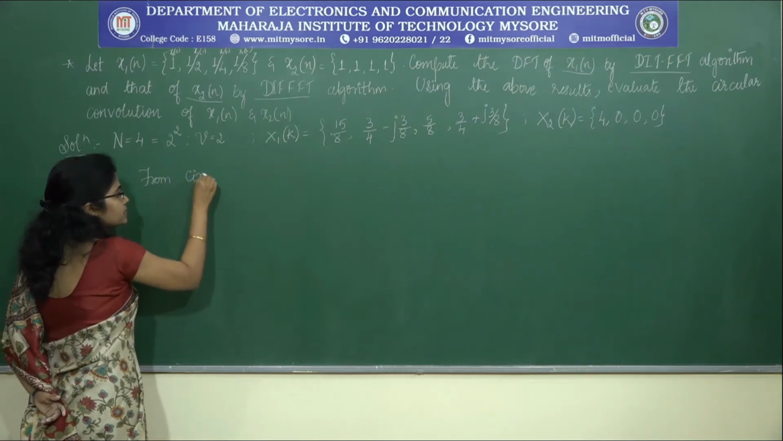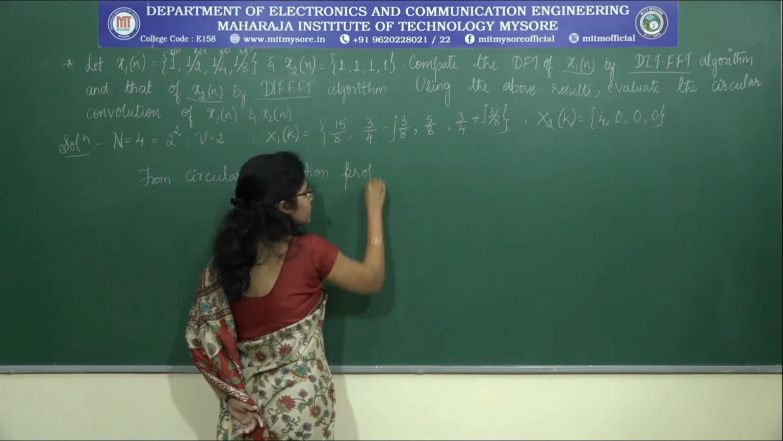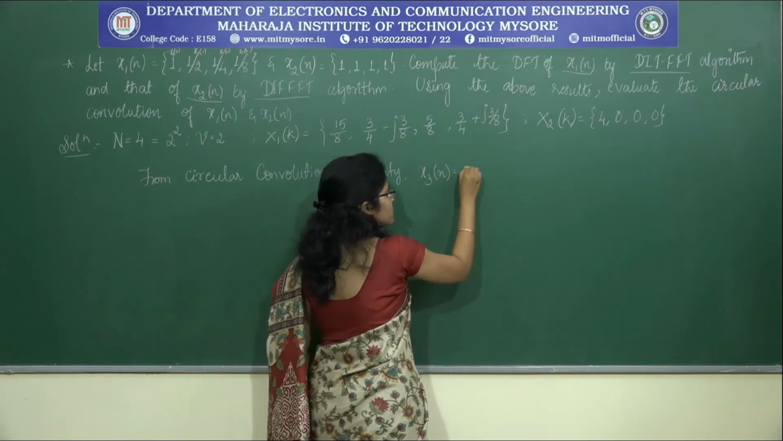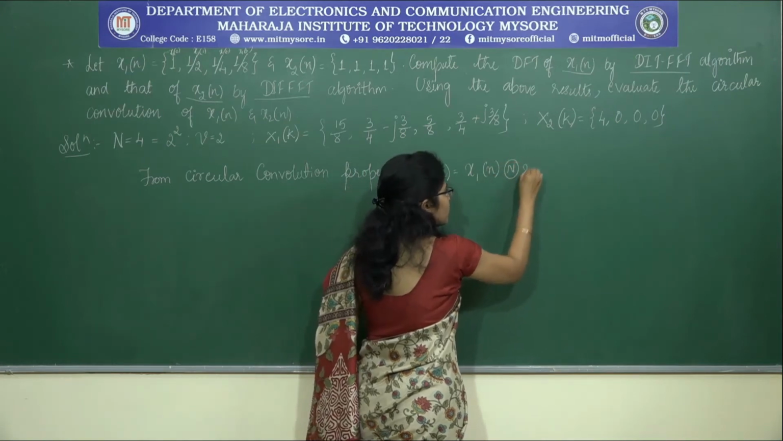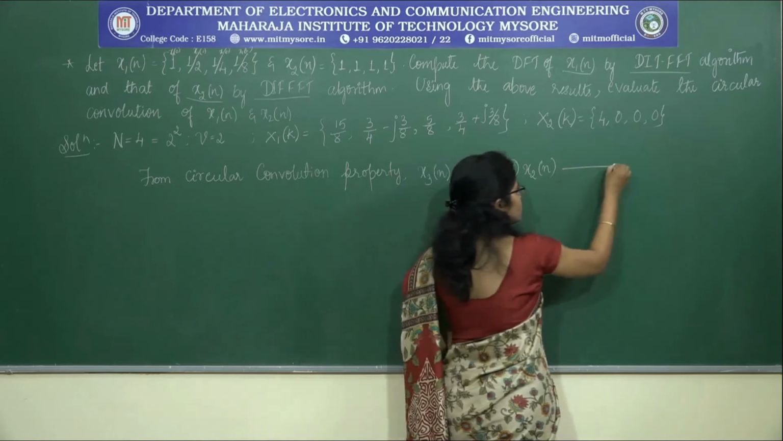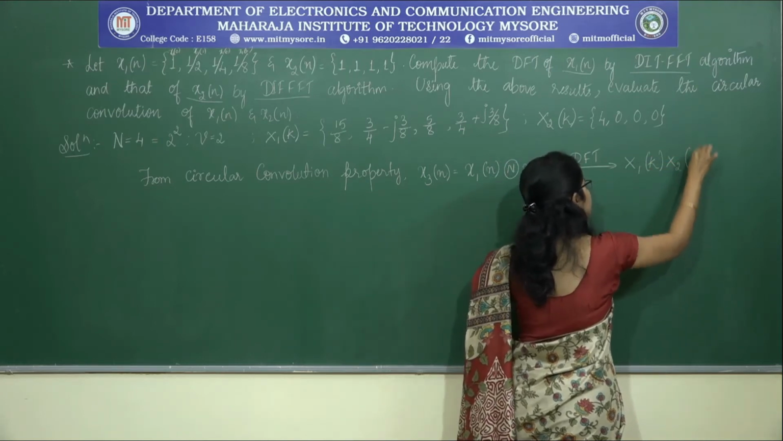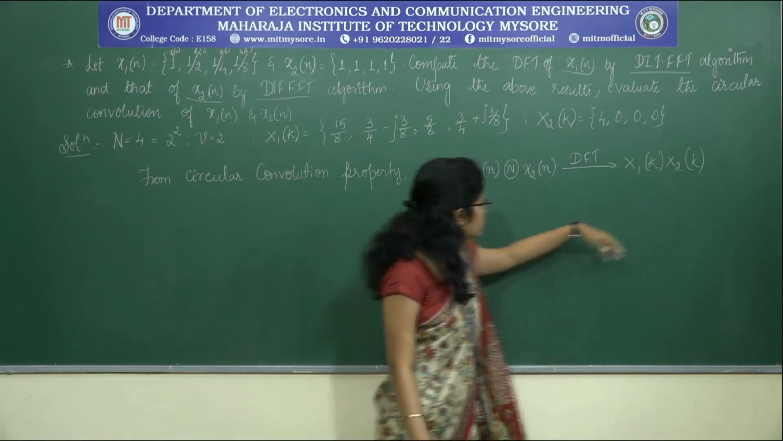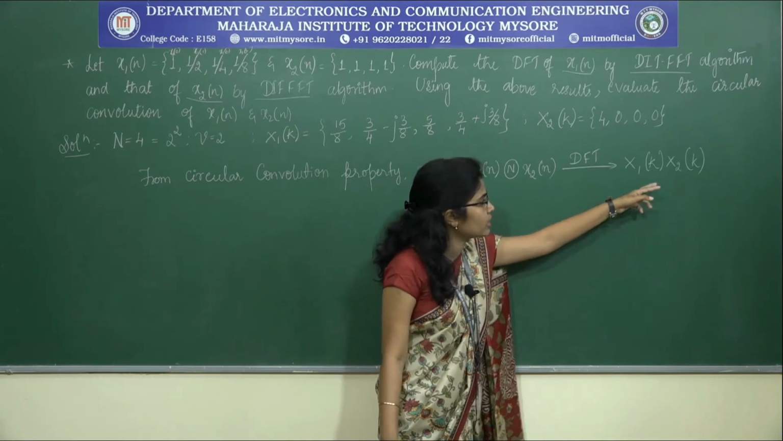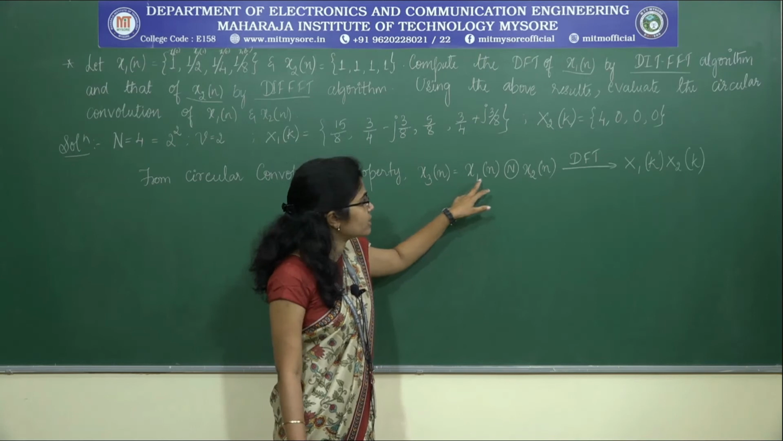From circular convolution property, what we know? Property. Let me term the circular convoluted sequence as x3 of n, which is equal to x1 of n circular convolution with x2 of n. From circular convolution property, x1 of n circular convolution of x2 of n, to this if we apply DFT, the resultant will be x1 of k into x2 of k, correct? Which is nothing but if I apply IDFT to this, we will get this, which indirectly gives us x3 of n. Now what I need to do? I need to multiply x1 of k and x2 of k, then I need to apply IDFT to find out x3 of n, which is nothing but the circular convoluted sequence of x1 of n and x2 of n.